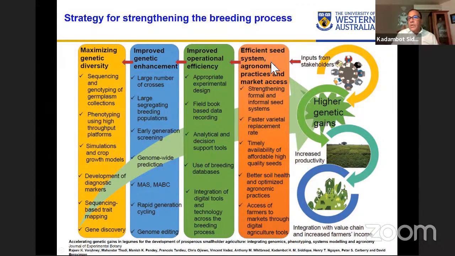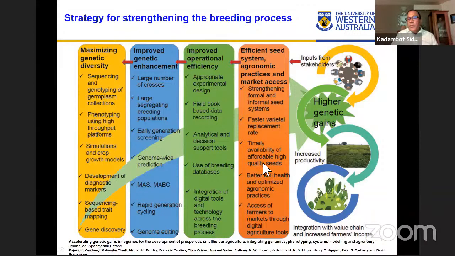And that itself is not enough, because if you don't have the efficient seed system production and the agronomic practices and market access, it won't happen. So we need to strengthen the formal and informal seed system. And in India, it is definitely happening. Faster varietal replacement rate. We can't really have 20, 30 years of varieties still sitting with the farmers, and we cannot really justify the research and breeding we are doing in a country.